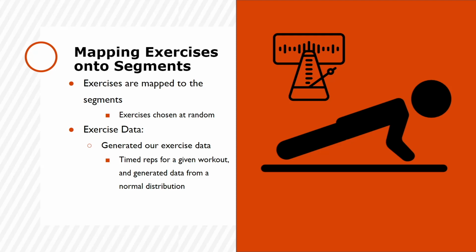A little bit about our exercise data. We found a list of different workouts and then timed how long a rep takes for a variety of different workouts. We created a normal distribution and then randomly filled in the data based on that normal distribution to create somewhat realistic data that was fake, just to save time for our project. In the future, we will gather real data and replace this fake data with that data.